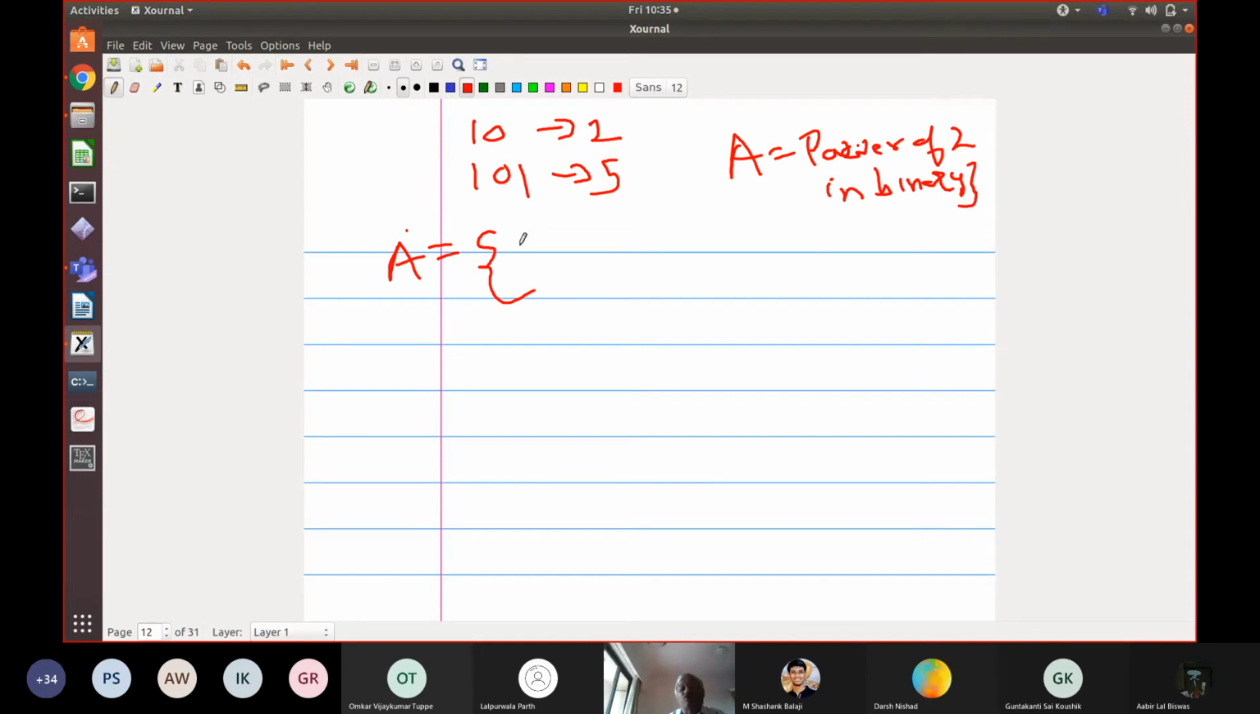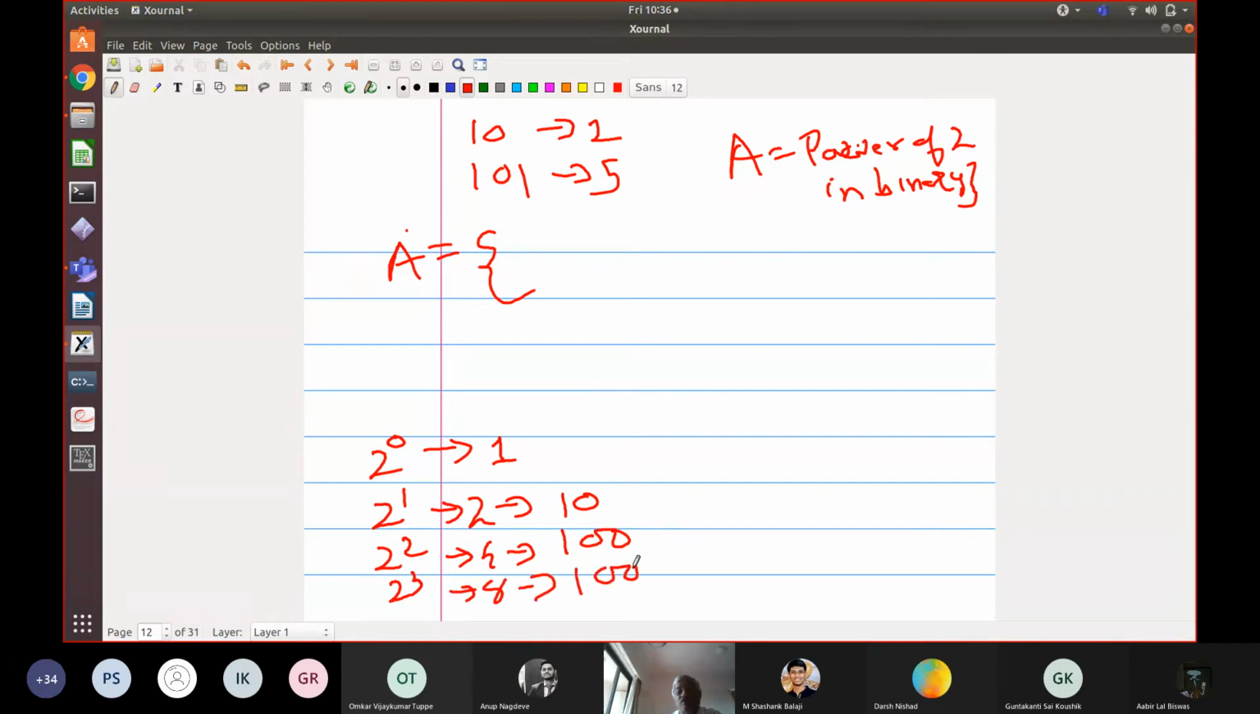So what kind of strings will be there? It will be 2 raised to 0, 2 raised to 1, 2 raised to 2, 2 raised to 3, but in binary. So what is 2 raised to 0? It is 1, and that is represented in binary as the string 1. 2 raised to 1 is the number 2, and that is represented in binary as 1, 0, right? 2 raised to 2 is 4, represented as 1, 0, 0. 2 raised to 3 is 8, and that's represented as 1, 0, 0, 0, right?